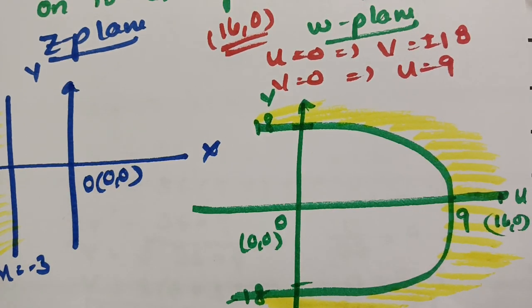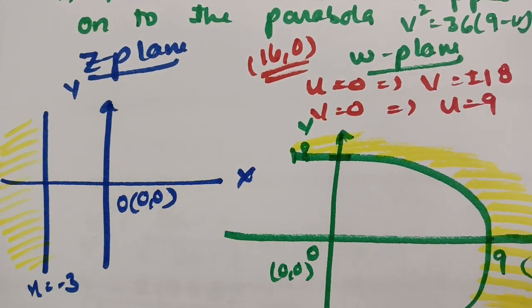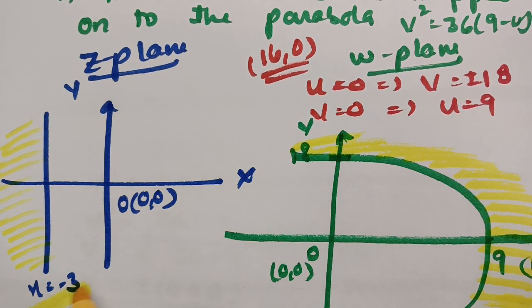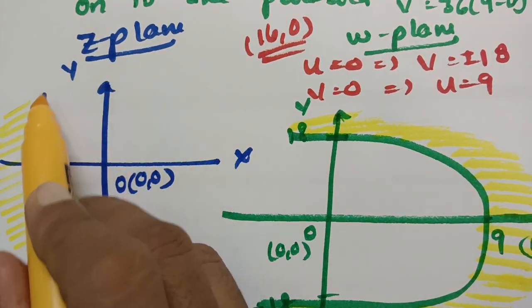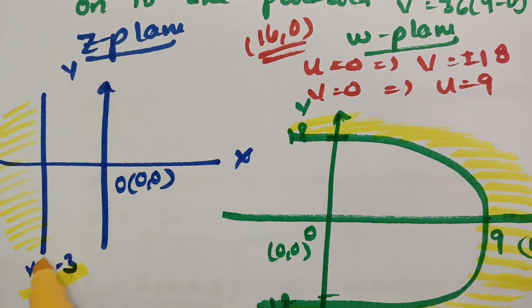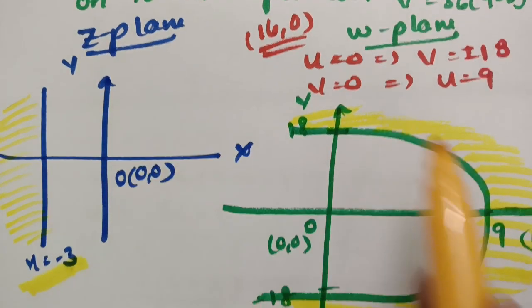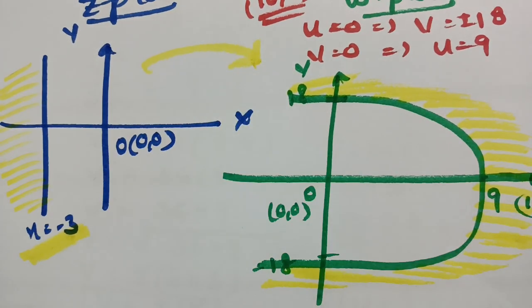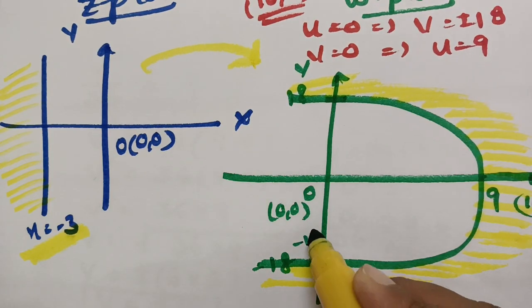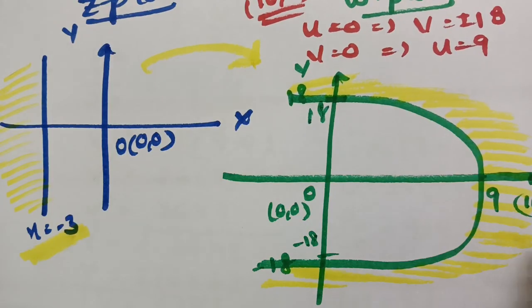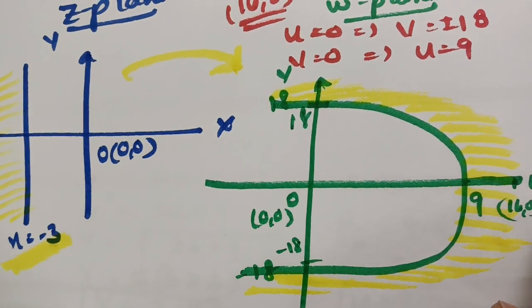And this is how we have to show it in the w plane graph. In the z plane, only the line x is equal to minus 3 is given. So for x is equal to minus 3, as this is the x-axis and y-axis, this line is the only line which is given in the z plane, and this is transformed to a parabola equation. The image of x is equal to minus 3 in the z plane is transformed as a parabola equation with origin 0 comma 0. And here is minus 18 and here is plus 18. So all the points are plotted, and this is 9 comma 0 and this is 16 comma 0 as the image.